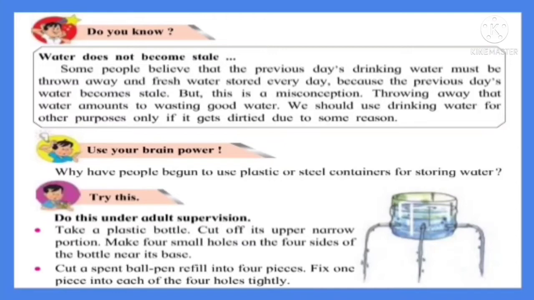Now there is a small experiment which is being shown here. You can see that the top portion of the bottle is cut, right? And there are holes made on 4 sides of the bottle, and the bottle is filled with water. Only a little part is seen unfilled, and then a refill, that is a used ball pen refill, is put on the 4 holes. It's fixed tightly. Now you can see what is happening. Water is flowing out of the refill on all 4 sides equally, right? Now what does this tell us?